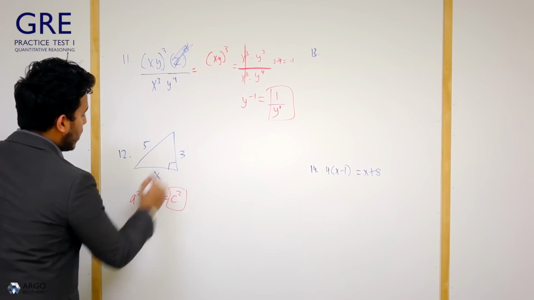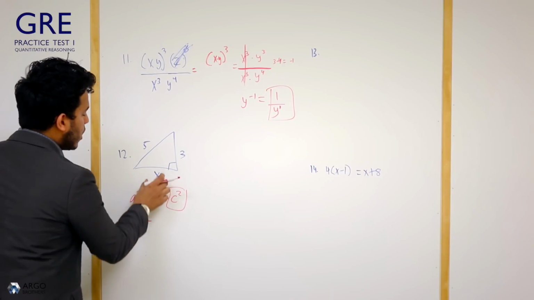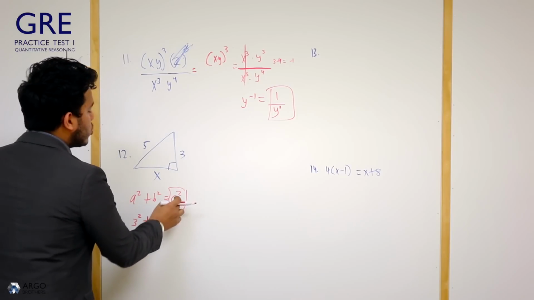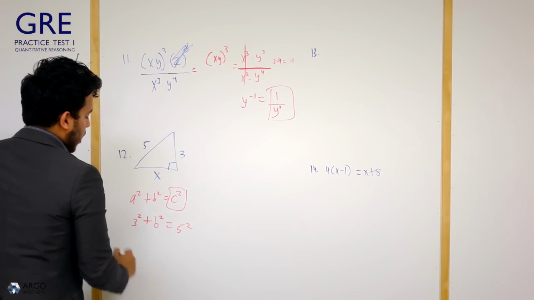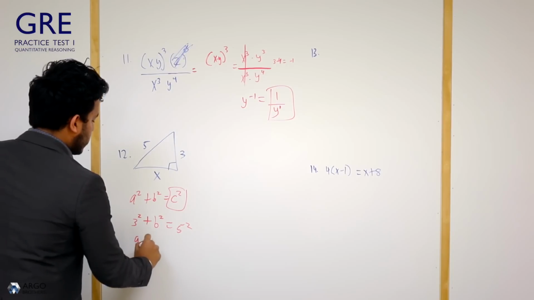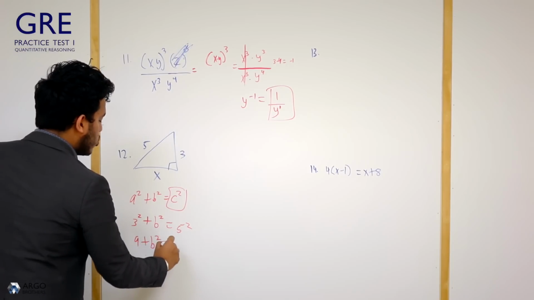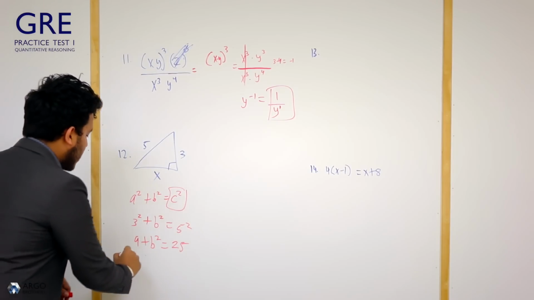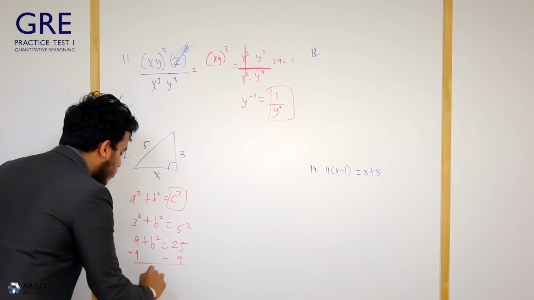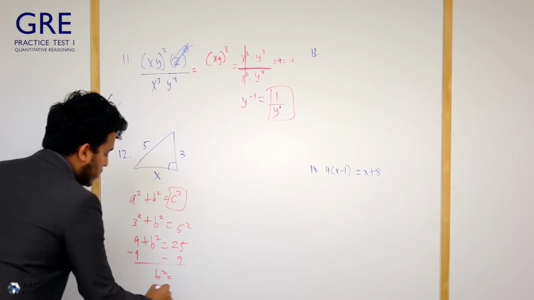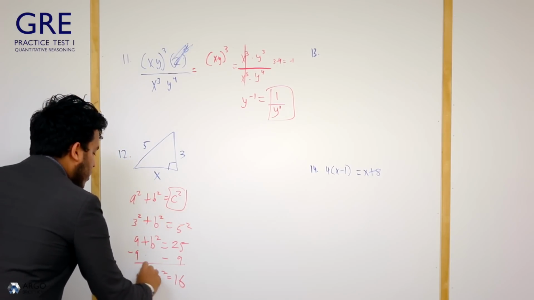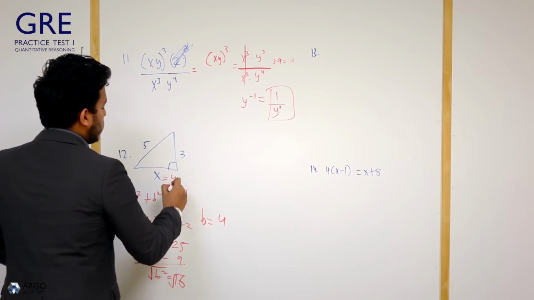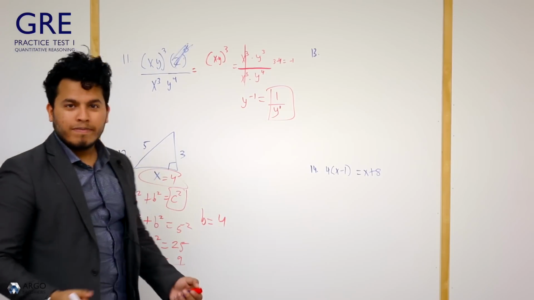Okay, so I know that a is 3, so it's 3 squared plus b, well, we don't know, this is a variable, so this is b squared, is equal to 5 squared. So 3 squared is 9, 9 plus b squared is equal to 25. You want to isolate for the variable, right? So I'll subtract 9 from both sides, and I'll be left with b squared is equal to 16. And then I can take the square root of both sides and get b is equal to 4, and that's my answer.